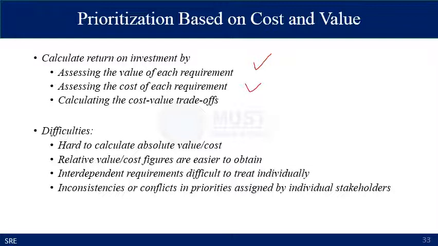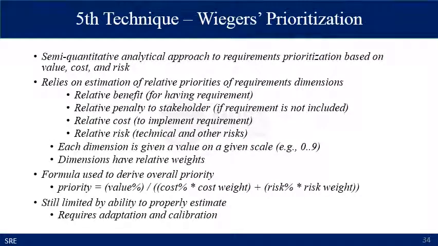Interdependent requirements are difficult to treat individually, and there are inconsistencies or conflicts in the priorities assigned by the individual stakeholders. Therefore, another technique based on cost and value is called the Wiegers prioritization. It is a semi-quantitative analytical approach to requirement prioritization based on value, cost, and risk. It relies on the estimation of relative priorities of requirement dimensions. There are different dimensions, for example, relative benefit, relative penalty, relative cost, and relative risk.